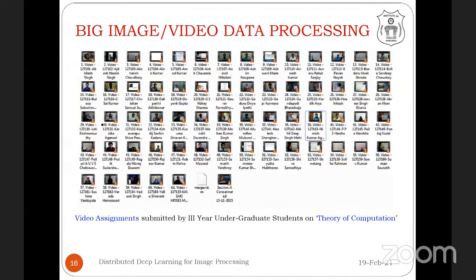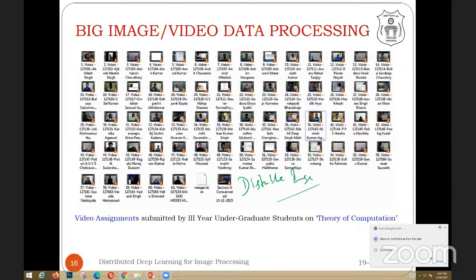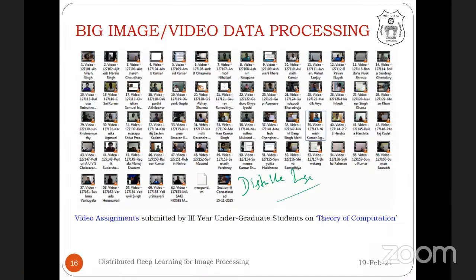Now, why did we start with distributed image processing? As I think most of you are from a computer science background, I think all of you know the subject theory of computation. Is it true? All of you know it or not? Okay, right. I think surely you know it. Then in that there is a concept known as the pumping lemma.